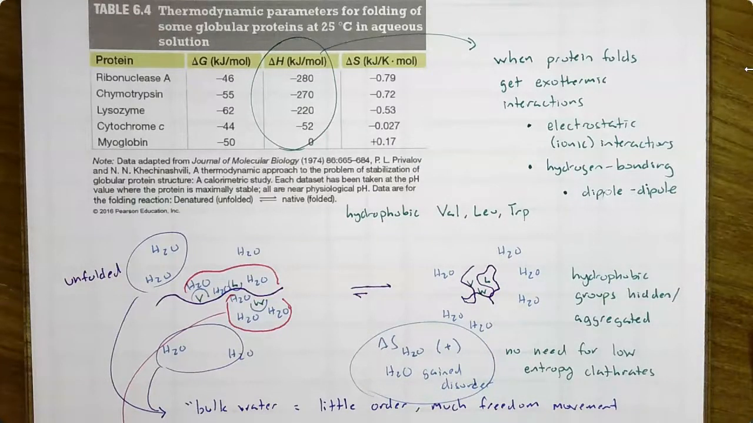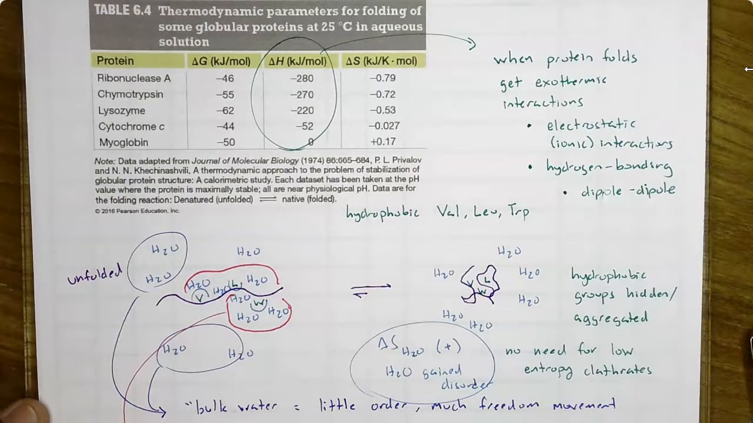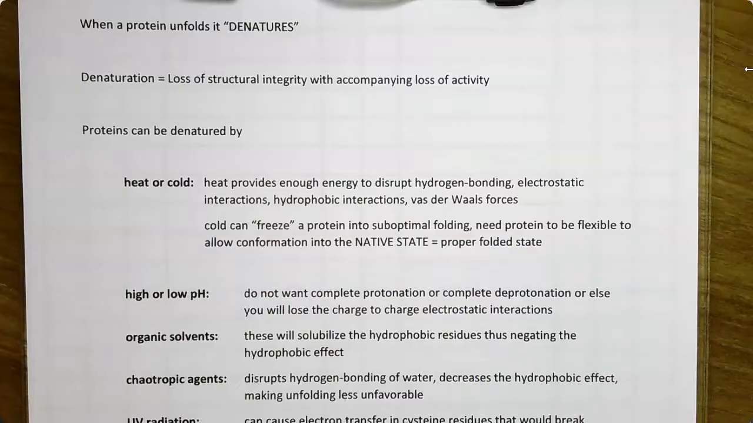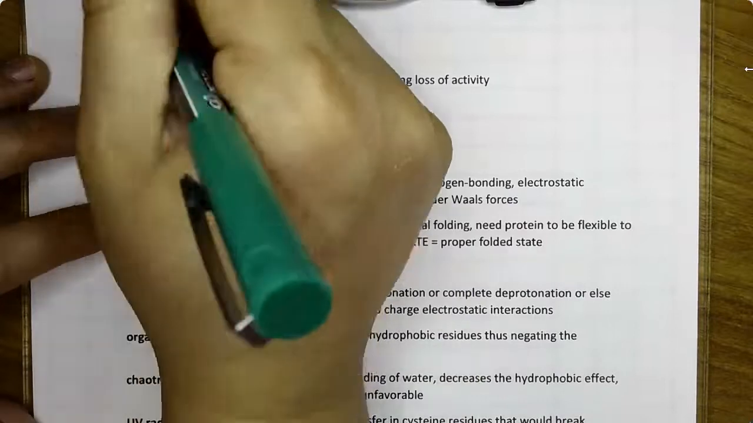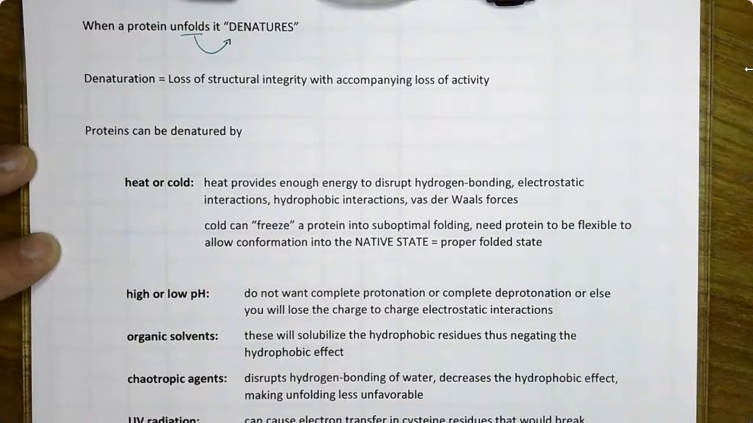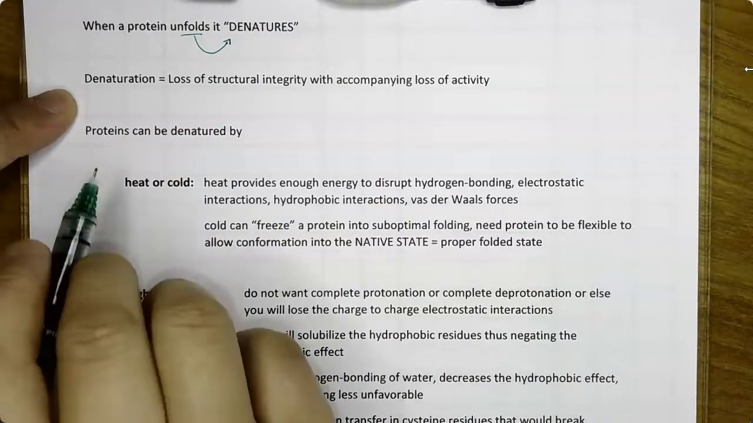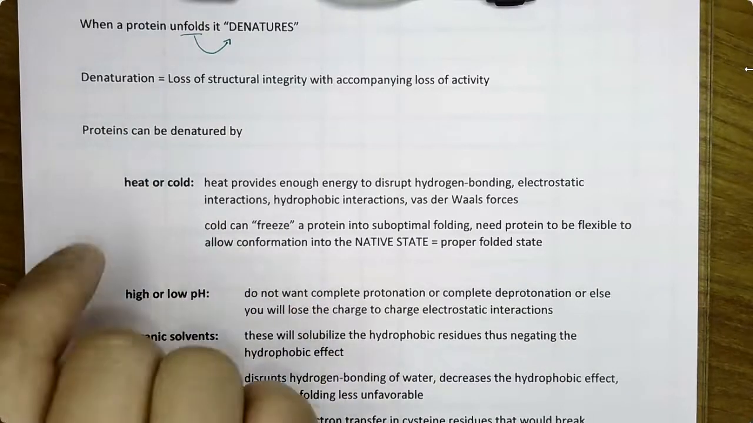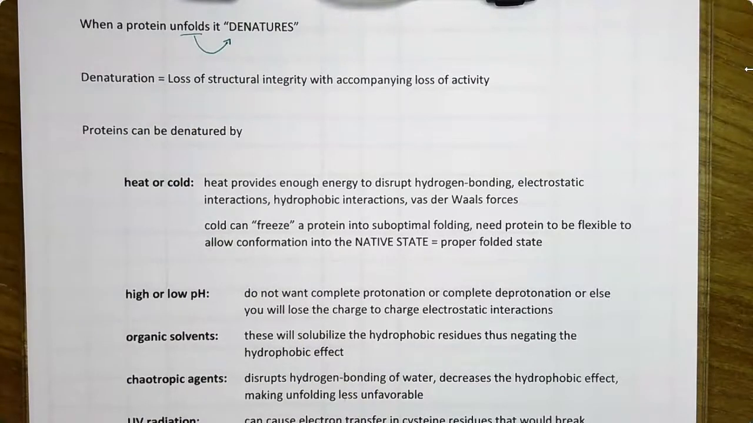The last thing I want to talk about, I'm done with the thermodynamic parameter discussion with delta S and delta H. The last thing I want to talk about is when the molecule or the protein unfolds. Another term for unfolds is denatures when you talk about a protein. And the noun is not denaturization, it's denaturation. Denaturation. And that formal definition is the loss of structural integrity with accompanying loss of activity. So the protein becomes nonfunctional.